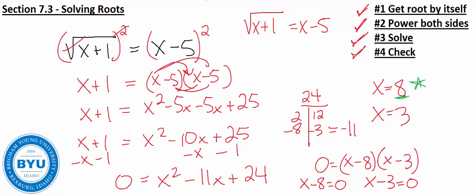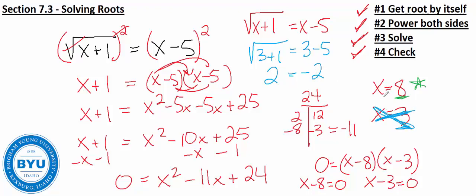Let's go ahead and plug in the 3. When I plug in the 3, I'll do that one in blue. I get the square root of 3 plus 1 equals 3 minus 5. The square root of 4 is 2, and 3 minus 5 is negative 2. No way. That's not an answer. And so on this one, only x equals 8 is the answer.